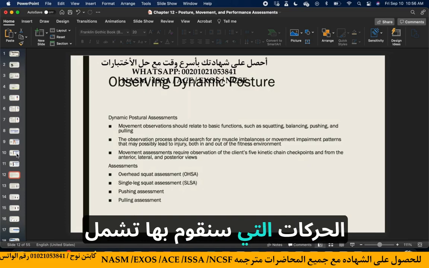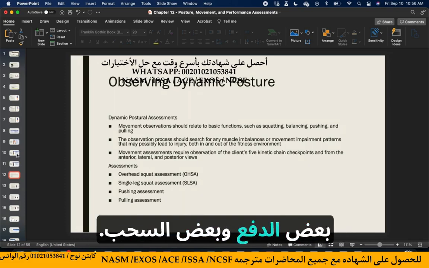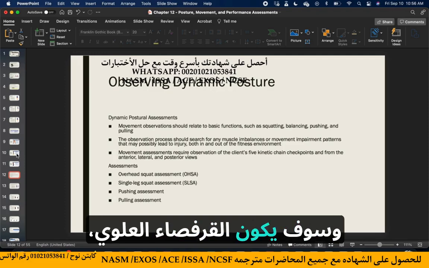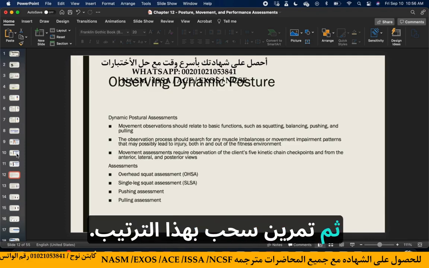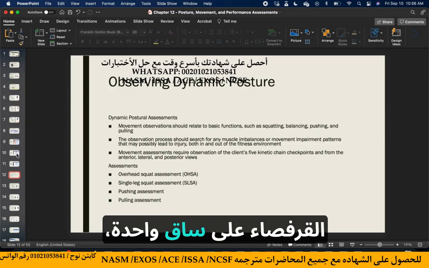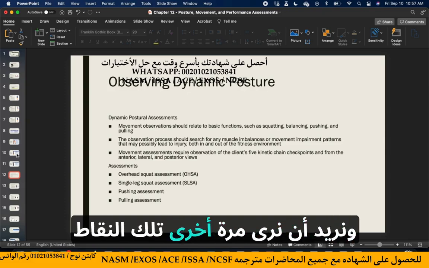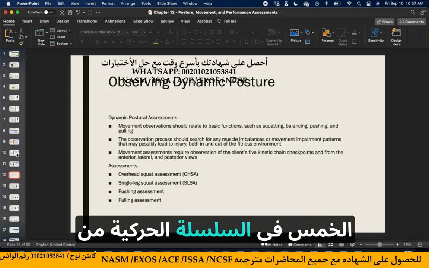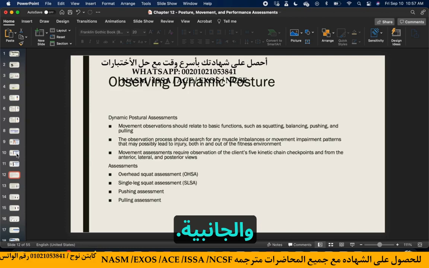All right. So the movements that we're going to do include some balancing, some squatting, some pushing, and some pulling. And it's going to go overhead squat, single leg squat, a pushing exercise, and then a pulling exercise in that order. Overhead squat, single leg squat, pushing assessment, pulling assessment. And we want to see, again, those 5 kinetic chain points and from anterior, posterior, and lateral views.